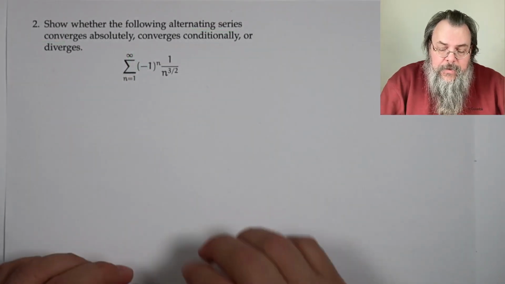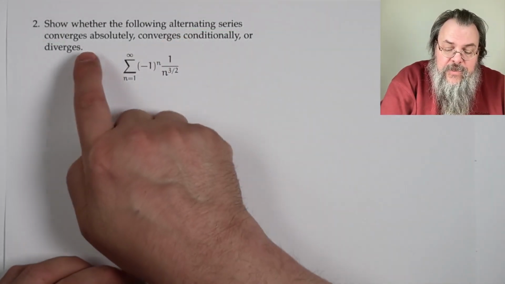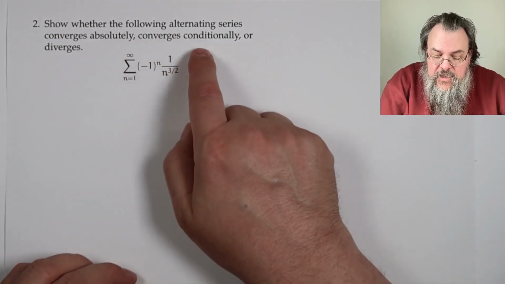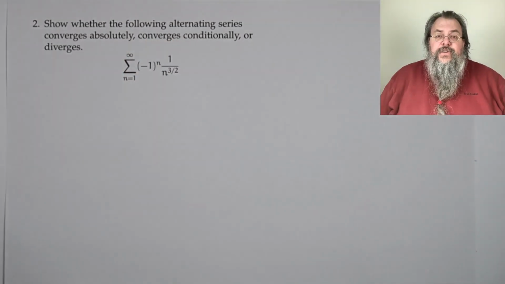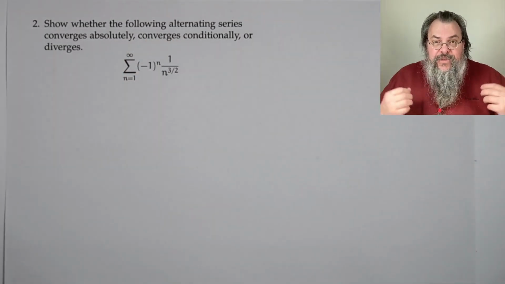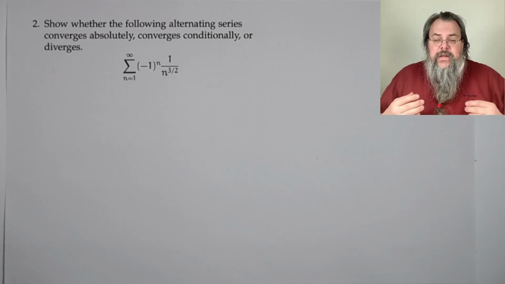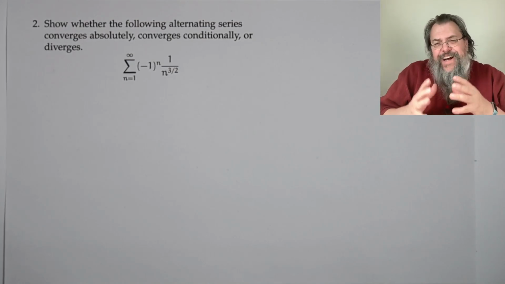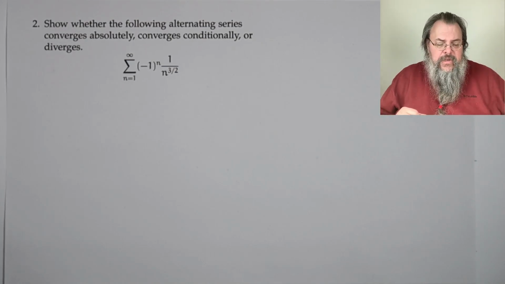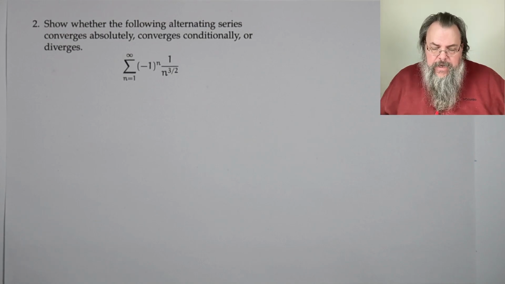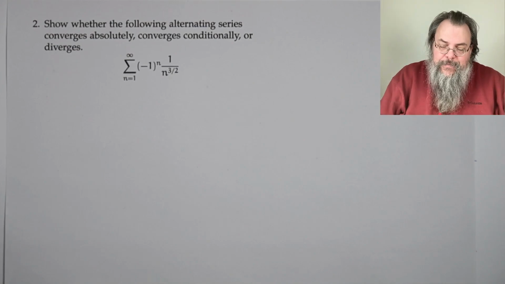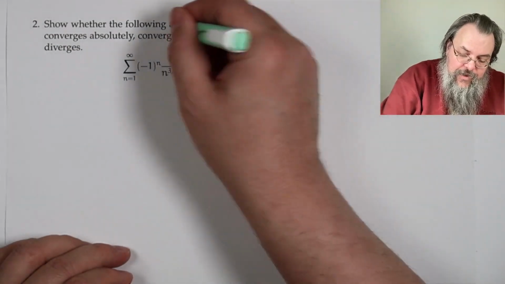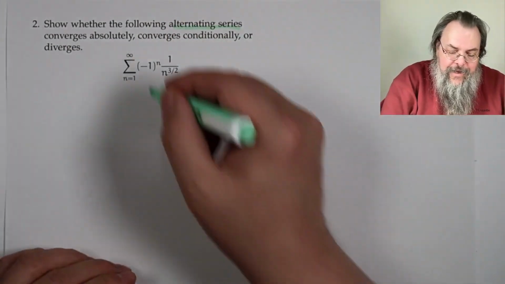Show whether the following alternating series converges absolutely, converges conditionally, or diverges. So there are 3 paths that we can walk down. It's not just converging, it's what kind of converging are we talking about? Okay, so let's see what we have. Now, we know it's an alternating series. Partly we know it because they told us, which makes it pretty easy to see.